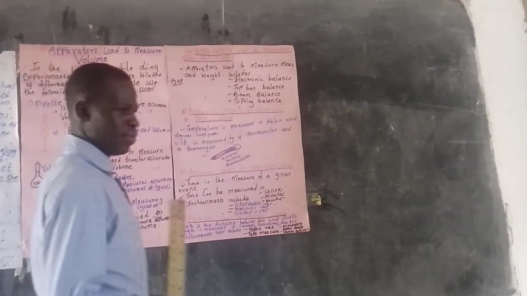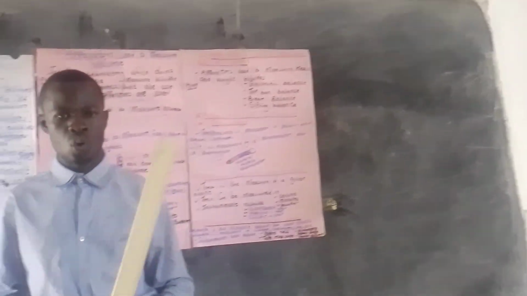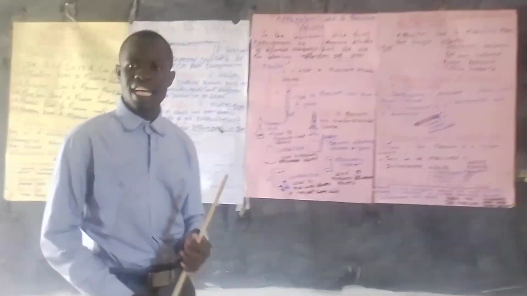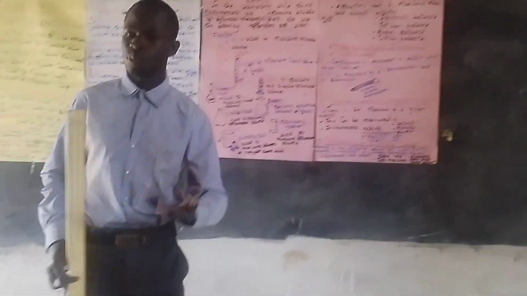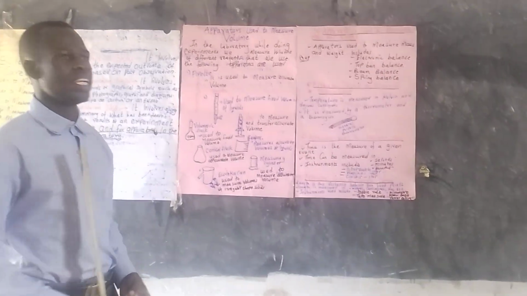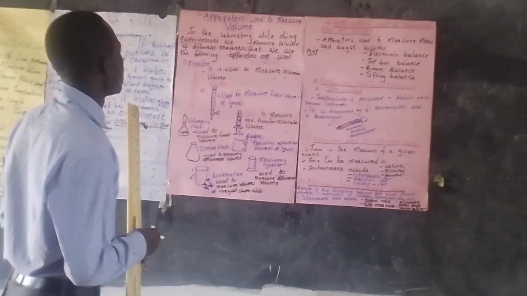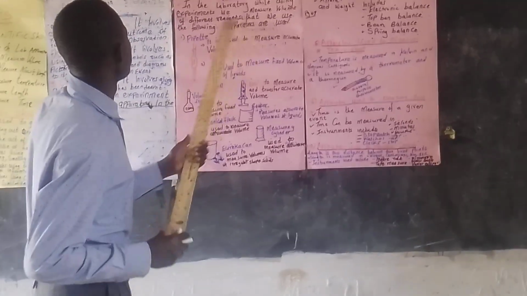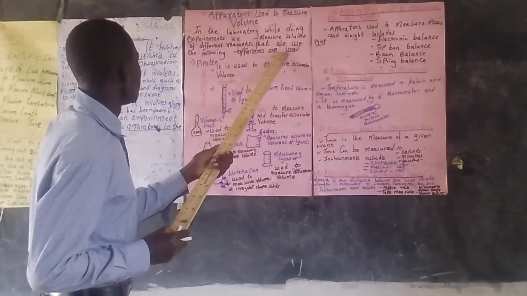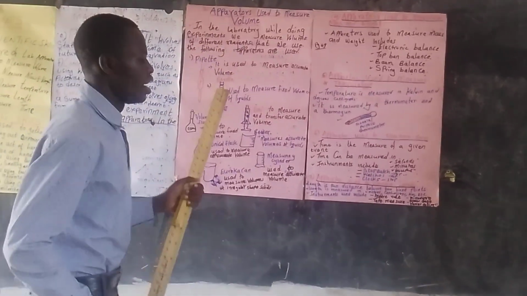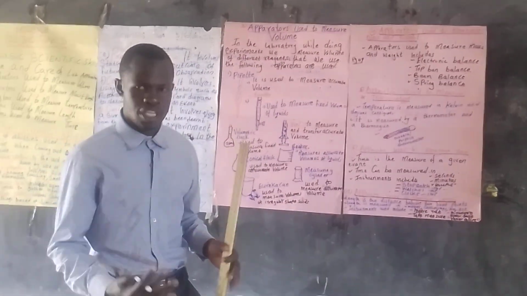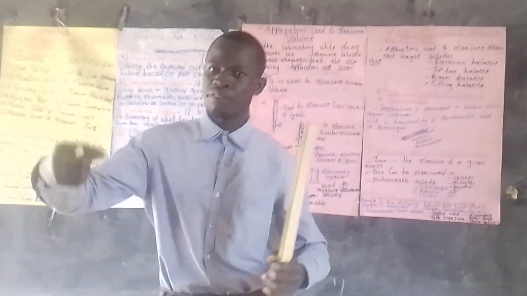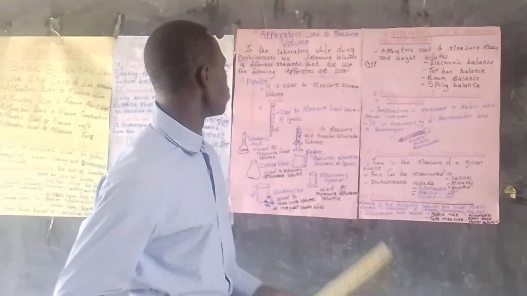Now, what is volume? That's the first question. Dear learners, we need to understand volume. What can we measure when it comes to volume? We measure the volume of liquids. These liquids include what? Water, include kerosene, and so on. So we say that in the laboratory, while doing experiment, we measure volume of different reagents that we use. Remember we do experiments, and when we do experiment, we measure the volume of different reagents that we are using.